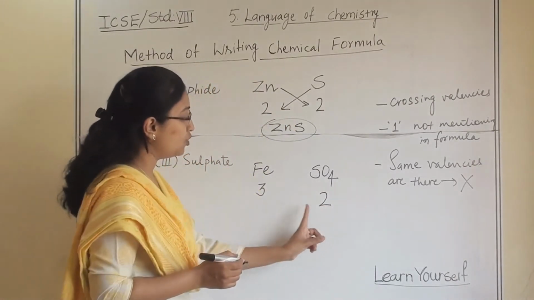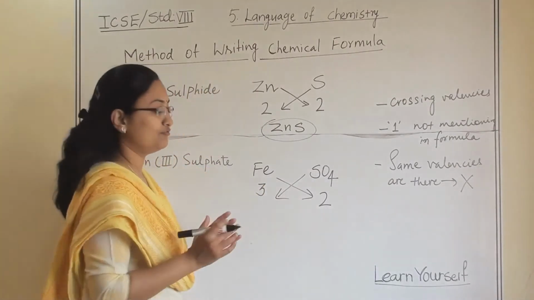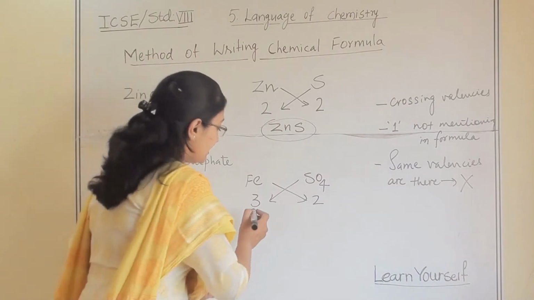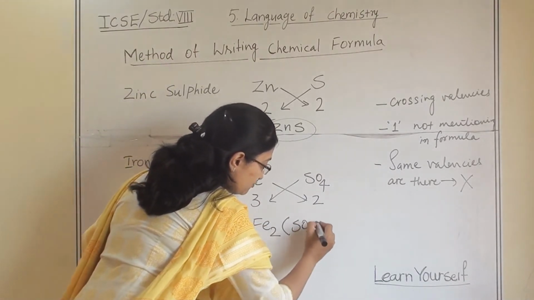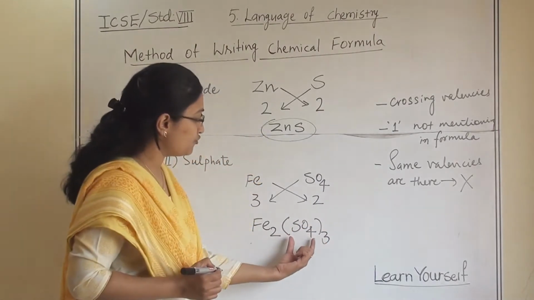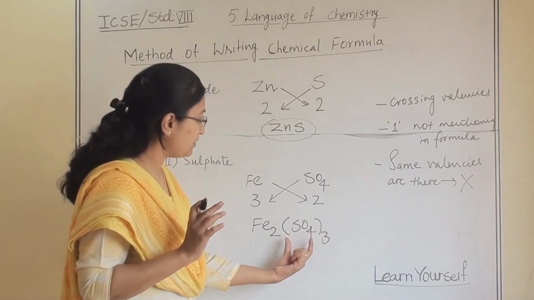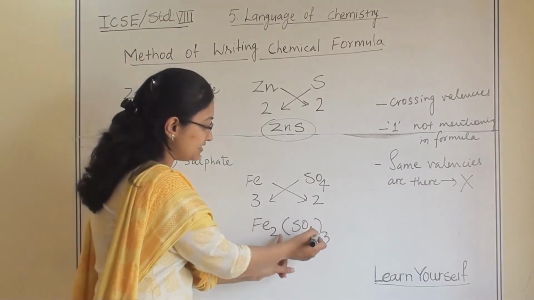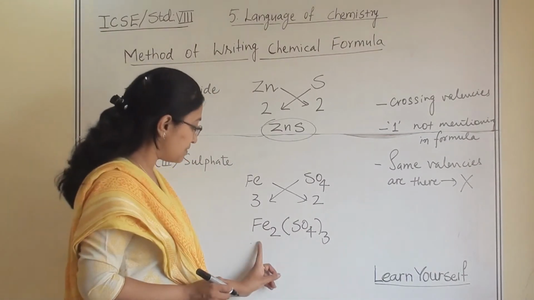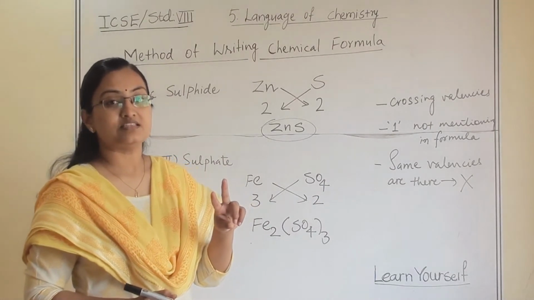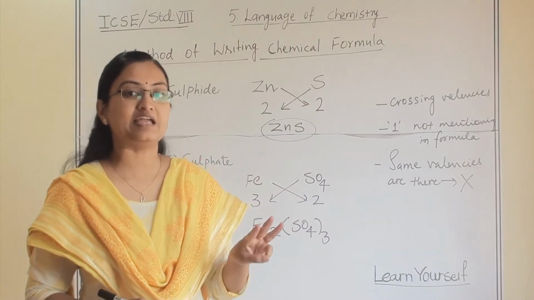Now if you see, both the valencies are different, so we have to mention both of them. So the molecular formula is going to be Fe2(SO4)3. Here SO4 is one complete ion. It is an anion. So when we are writing SO4, we make this bracket and we write this 3. So this means 2 Fe ions are combining with 3 different SO4 negative ions.